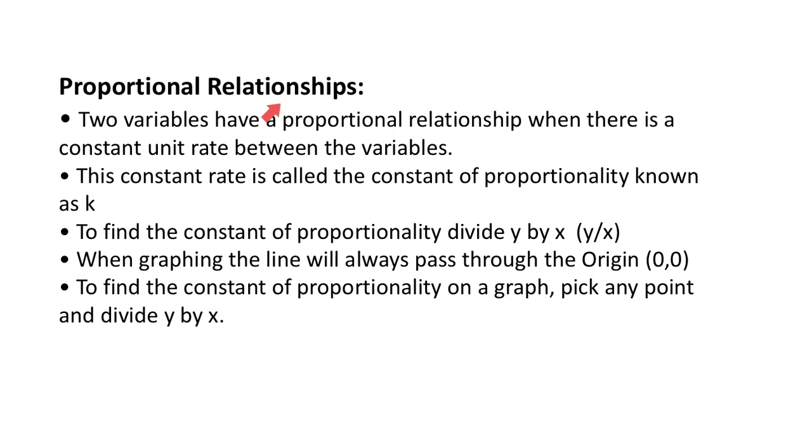Proportional relationships have two variables that are proportional when there is a constant unit rate between the variables. This constant rate is called the constant of proportionality, known as k. To find the constant of proportionality, divide y by x. So remember that is k equals y over x. When graphing the line, it will always pass through the origin. So always, if it is proportional, it will go through the origin.